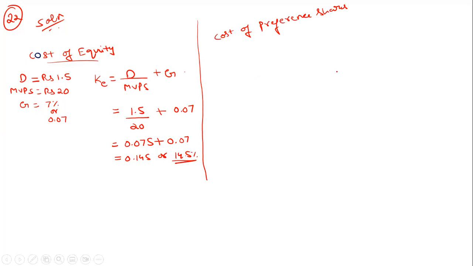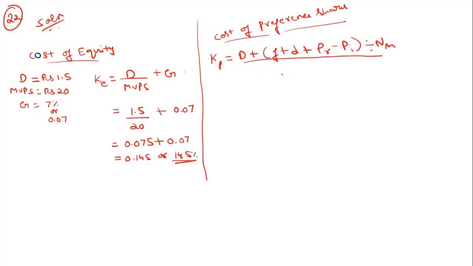Which approach will you use here? Redeemable, sir. The redeemable approach. Very good. Fantastic. Therefore, the formula, which we have discussed many times, is KP = (D + F + D + PR - PI) / NM, divided by (RV + NP) / 2.